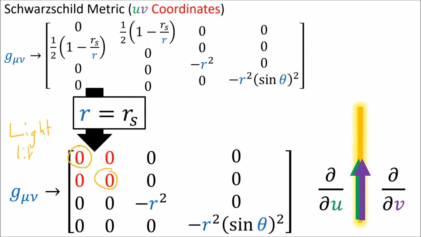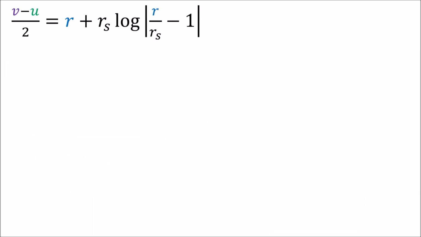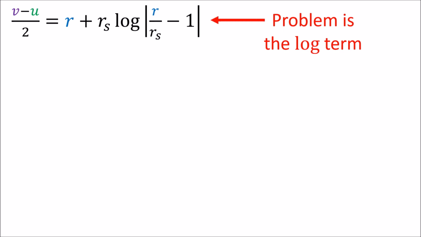This single basis vector is light-like with 0 squared length, and light-like vectors are also orthogonal to themselves, so the off-diagonal terms are also 0. The reason our change of coordinates has a problem at the event horizon is this log term, and we need to find a way to get rid of it.